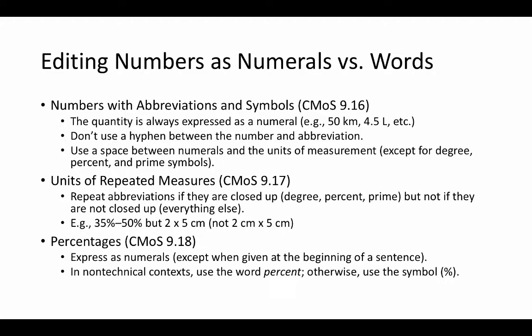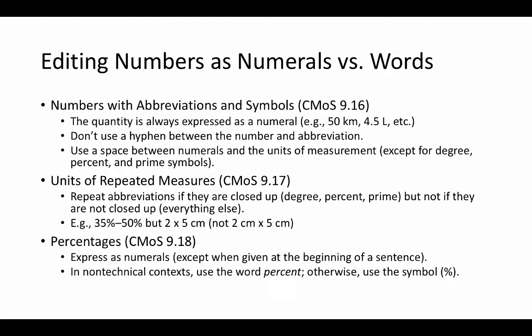Units of repeated measures. So repeat abbreviations if they're closed up, degree, percent, and prime, like mentioned previously, but not if they're not closed up. So it's pretty much everything else. So 35% to 50%, but 2 by 5 centimeters, not 2 centimeters by 5 centimeters. So it's really only the percent, the degree, and the prime that need to be repeated in those cases.